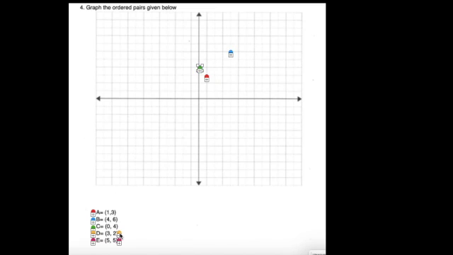Our point D, ordered pair (3, 2). We start from 0, 1, 2, 3 on the x-axis, and 1, 2 on the y-axis. And last, we have E, which is (5, 5). So starting from 0, we're going to go 5 to the right and 5 to the top. 1, 2, 3, 4, 5. Going up, 1, 2, 3, 4, 5.